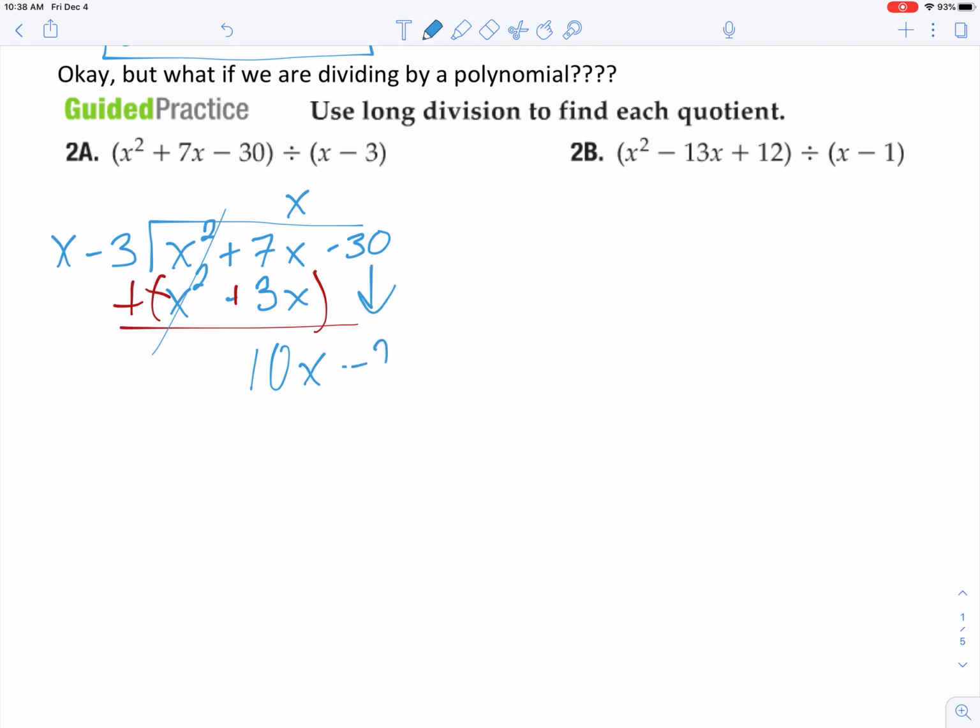I want you to drop down the next number. This is just like long division. You kind of keep dropping down as you go. Now figure out x times what gives me 10. It would be 10. Since it's a positive 10, I'm going to put plus 10. Now take this 10 and distribute it to the x minus 3. So 10 times x is 10x. And 10 times negative 3 is negative 30.